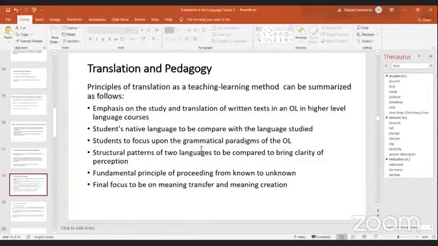And a fundamental principle of proceeding from the known to the unknown has to be followed. What learners know is their first language. They know the ins and outs, how their first language works. They may not be able to voice the rules, but they understand, they know the principles that are used in their first language. They are both fluent and quite a high level of accuracy is present in the first language. So that is the known.